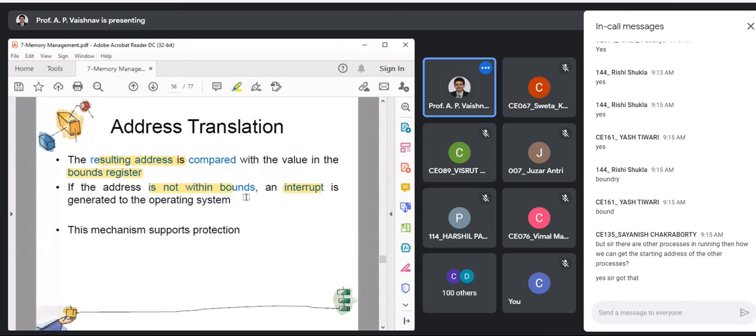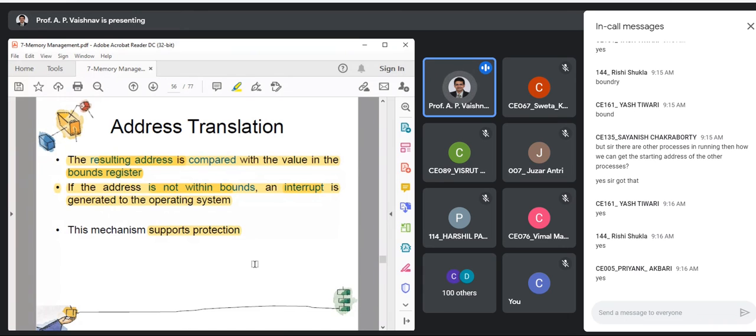Yes. Okay. Now, this mechanism supports protection. Protection means, if you check this, why are we making this check? So that we don't cross the boundary. And that is known as a protection mechanism. Okay. Fine. Are you clear with this address translation?